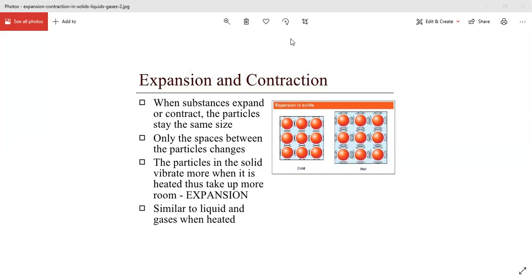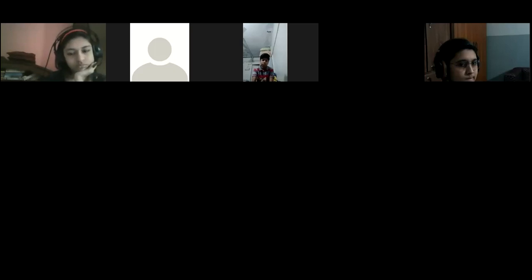Now over here, what are they telling us? They are telling us the particles in the solid vibrate when it expands. When it has to expand, when it has to become large, its particles vibrate faster among themselves, and so it becomes larger as compared to liquid and gas. These were the effects of expansion and contraction in solids.